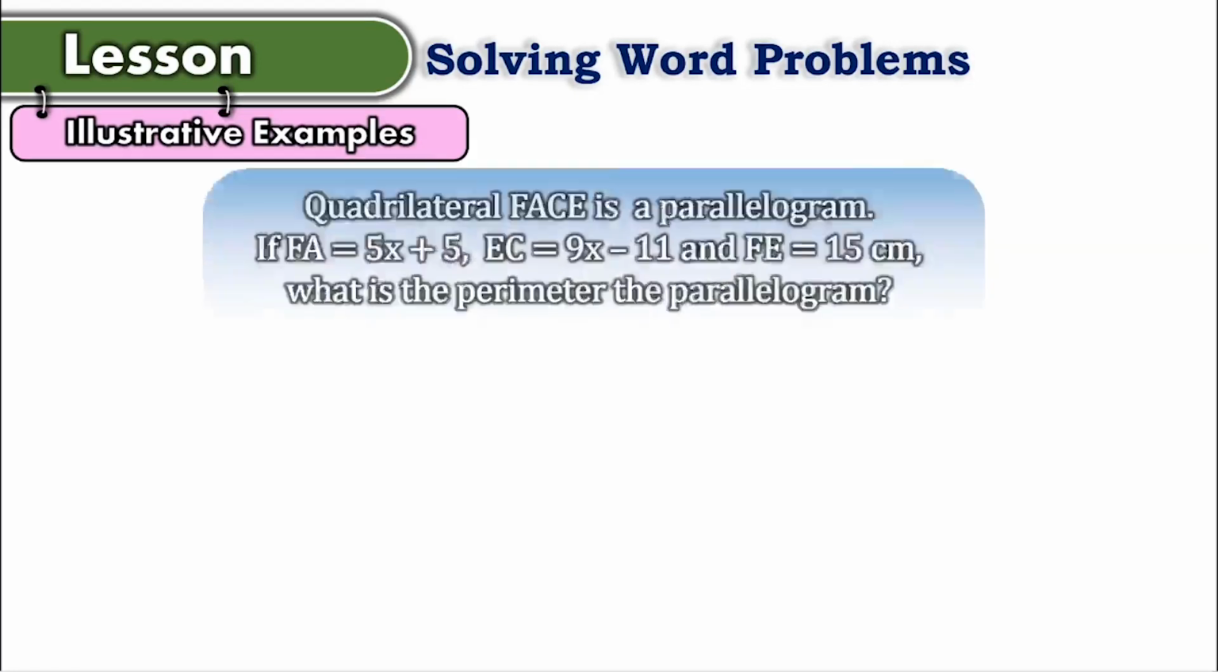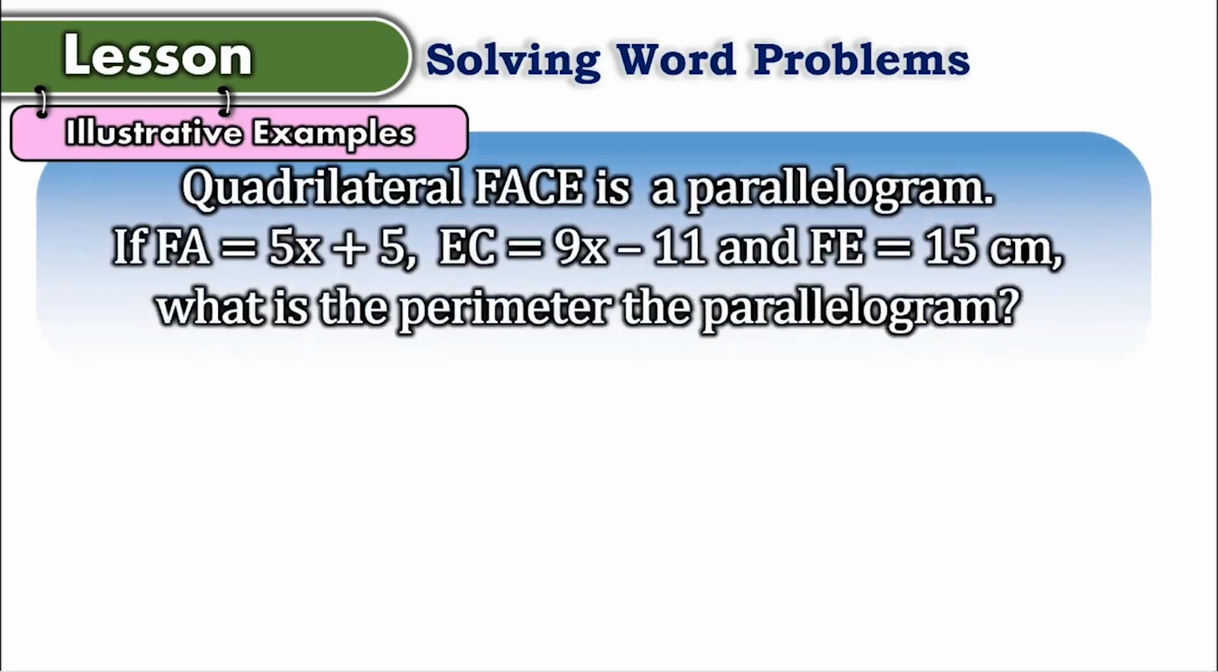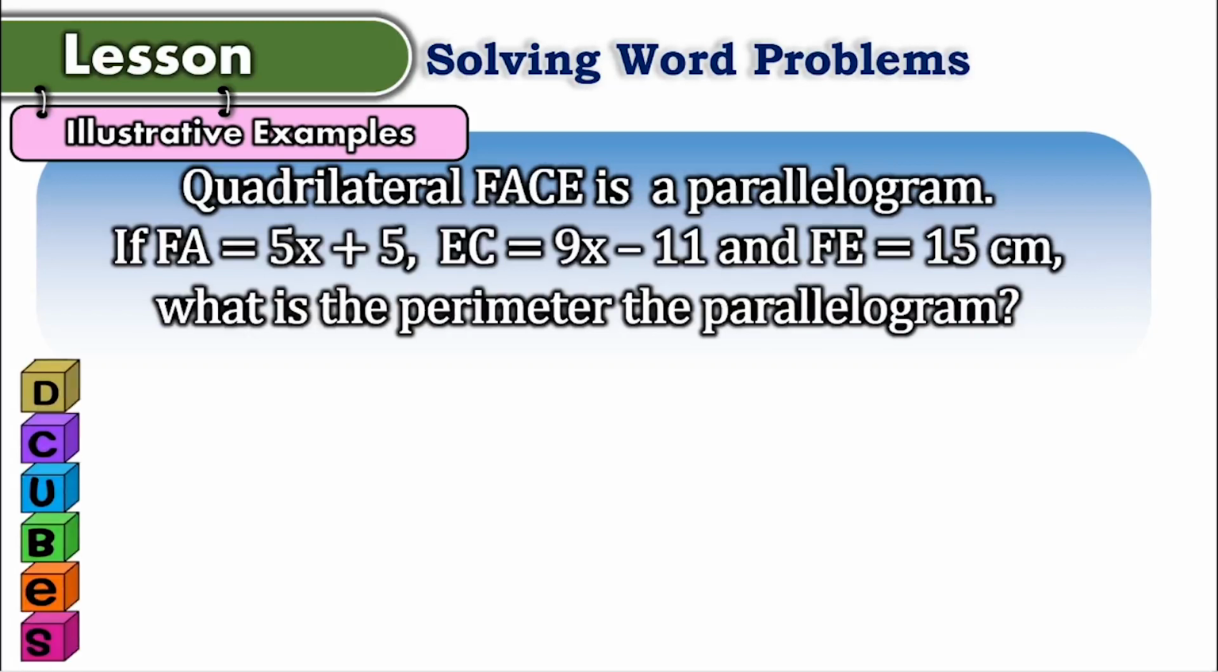examples. Quadrilateral FACE is a parallelogram. If FA is equal to 5x plus 5, EC is equal to 9x minus 11, and FE is equal to 15 centimeters, what is the perimeter of the parallelogram? Let us solve this problem using the DCubes process.